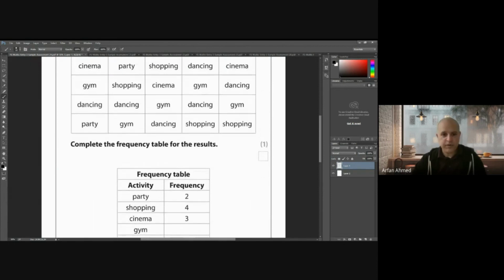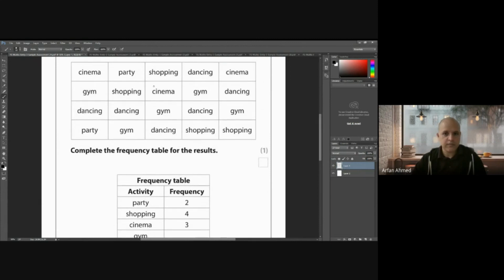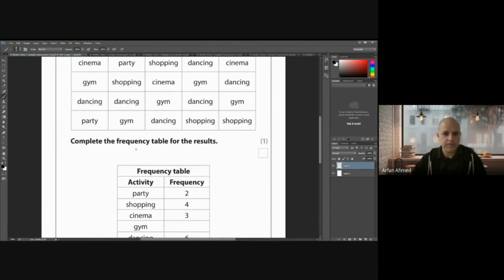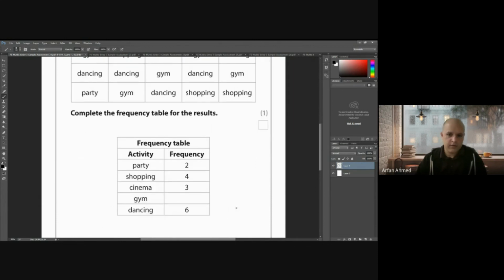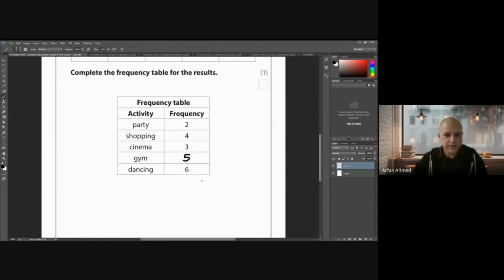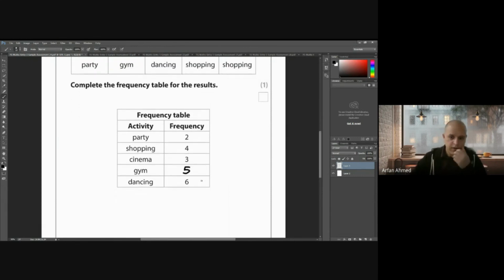They've said like party, there's 2. You can see party appears twice. Shopping appears 4 times. Gym, let's see how many times gym appears. 1, 2, 3, 4, 5. Just put 5 there. Dead easy. That's it. And you're done. Yep, that's all it is.